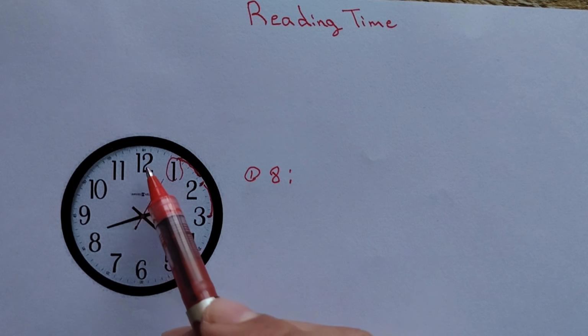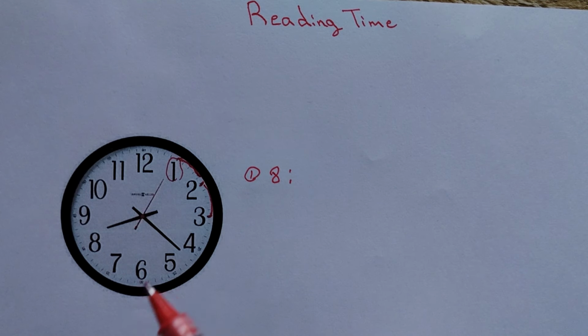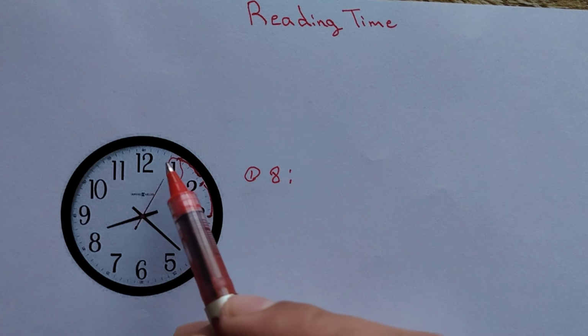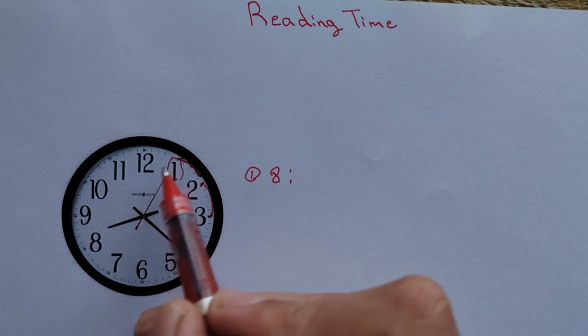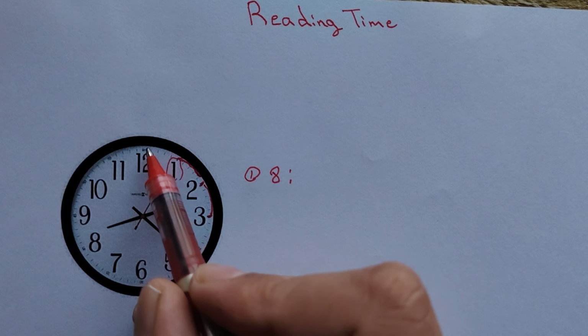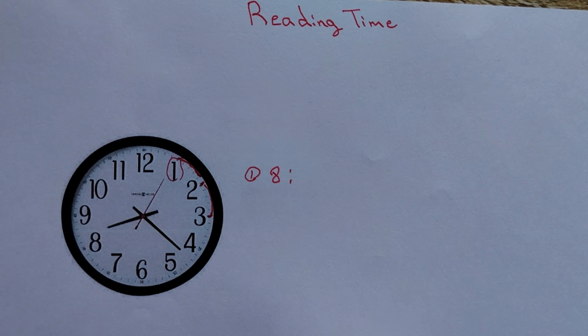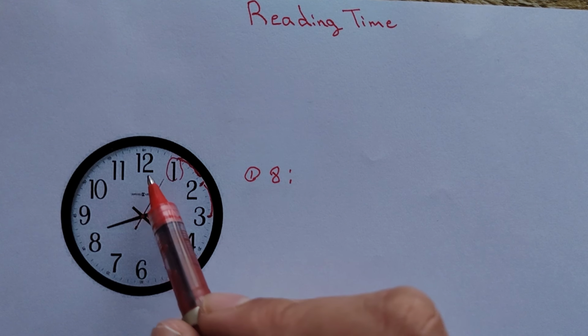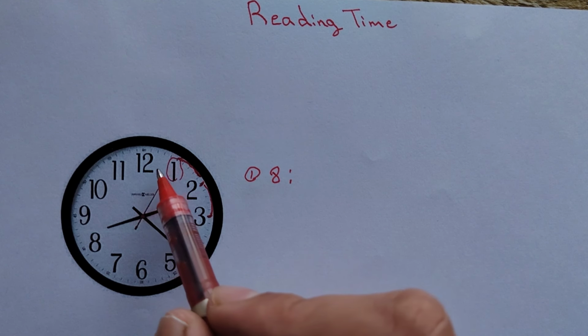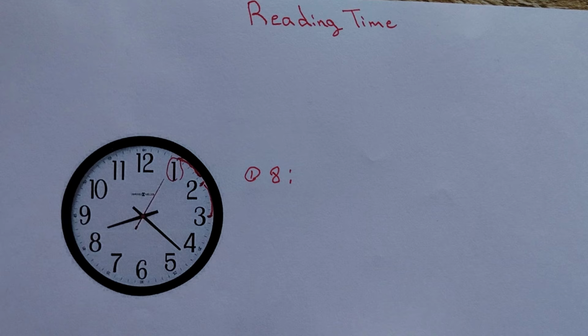Now, between each number, we said the numbers tell us the hour. Between each number, we have 5 dashes, which means between each number we have 5 minutes, and each hour contains 60 minutes. So 12 times 5 is equal to 60. We have 60 minutes on the clock for each hour.